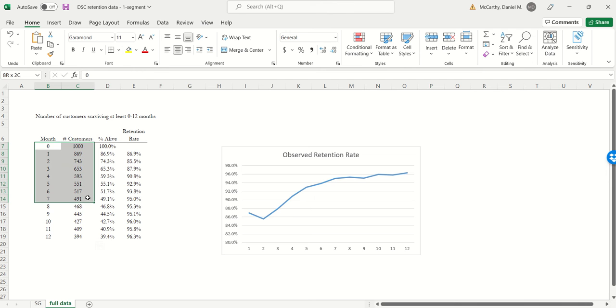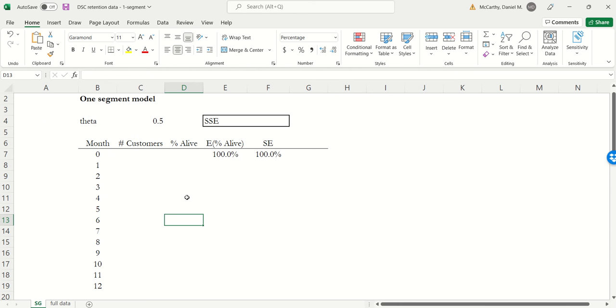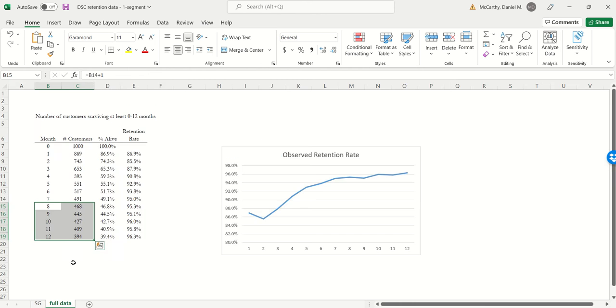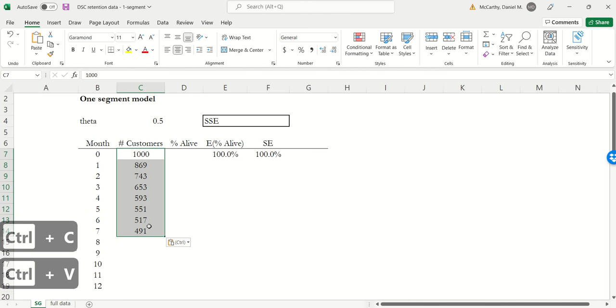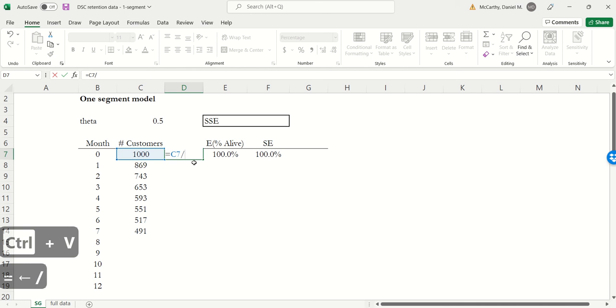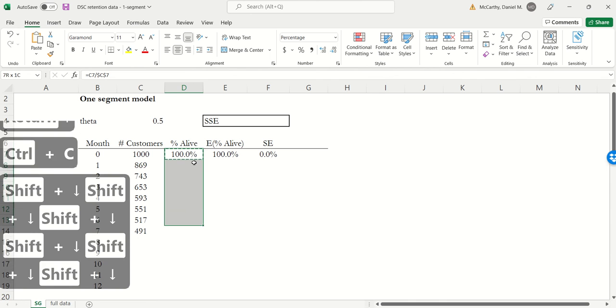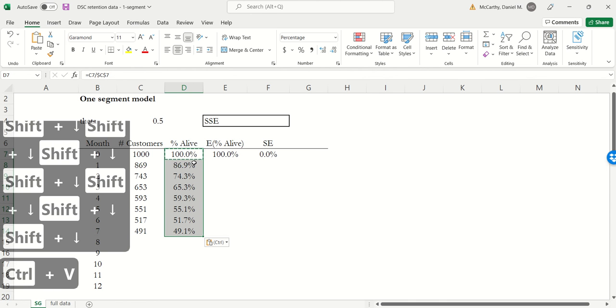So imagine that we only got to observe the first 7 months of data, and we wanted to predict data in months 8 through 12. The way that we can run our one segment shifted geometric model is in this tab over here. So what I'm going to do is first grab this data that represents the number of customers who are alive in the first 7 months. I'm then going to convert that into the proportion of the cohort that is alive in each of those months, as we see over here.